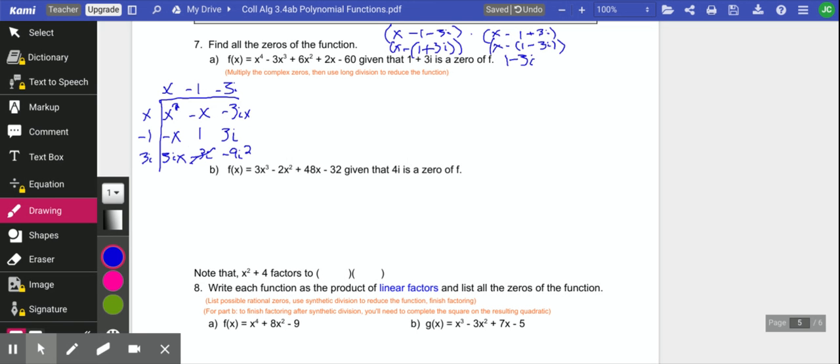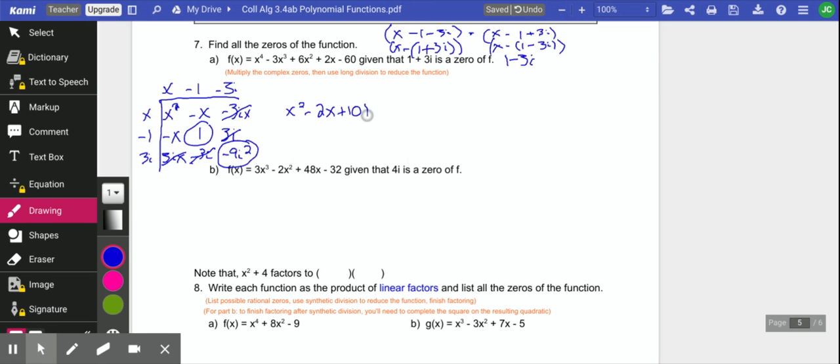And I'm going to have some terms canceling. Those are going to cancel, and these are going to cancel. So that leaves me with x squared minus 2x. And then remember, I have 1, and negative 9i squared. Remember, that's negative 9 times negative 1, so that's actually a positive 9. So plus 10. So when I multiplied these 2 factors, this is what I got: x squared minus 2x plus 10.